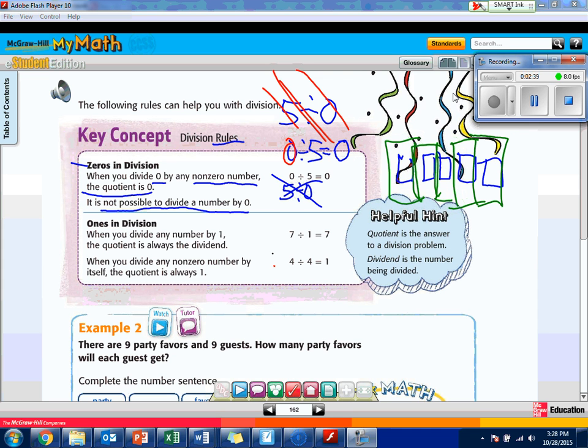There's also ones in division. When you divide any number by 1, the quotient is always the dividend. What does that mean? If I have 7 divided by 1, it's going to be 7. When you divide any non-zero number by itself, the quotient is always 1. If I take 4 divided by 4, that's going to give you 1. 5 divided by 5 gives you 1 as well. So those are our ones in division.